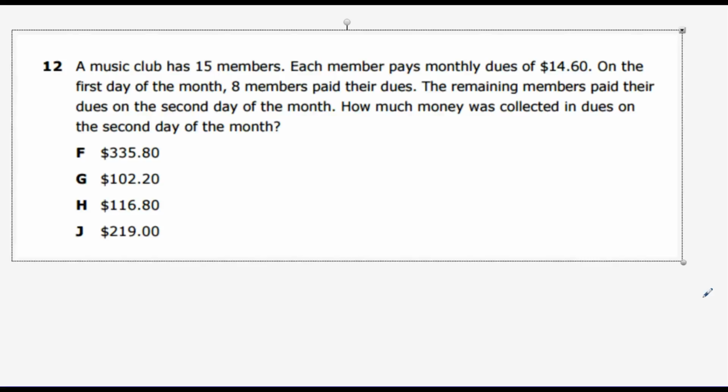Number 12. Music Club has 15 members. Each member pays monthly dues of $14.60 on the first day. 8 paid their dues. The remaining members paid on the second day. How much money is collected in dues on the second day of the month?